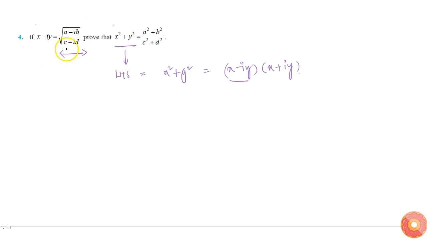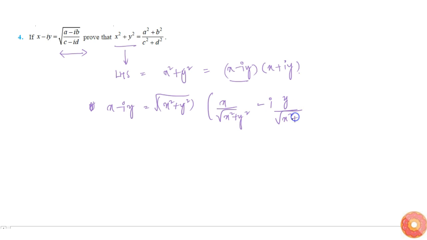So here I'll get, let's say, x minus iy is equal to square root of x square plus y square into x by square root of x square plus y square minus i into y by square root of x square plus y square. So this I can simply write as some r into cos theta minus i sin theta, and here this is simply r square, this part. So I need to find r square.